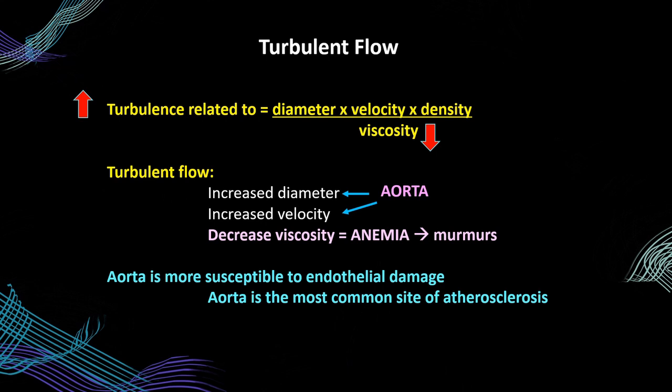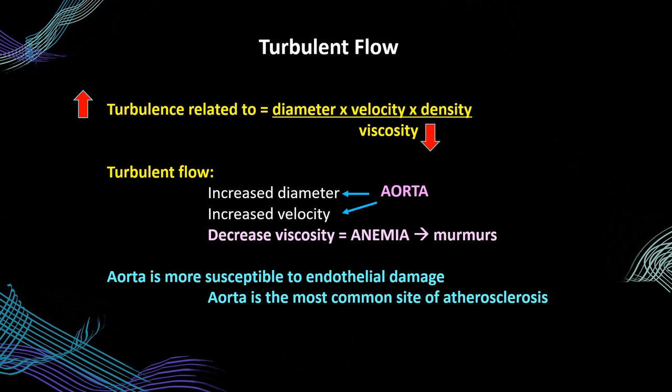When we talk about turbulence, turbulence is related to the diameter times the velocity times the density of the blood, divided by the viscosity. So I'll have more turbulent flow if my diameter is increased, if the velocity is increased, the density is increased, or the viscosity is decreased.